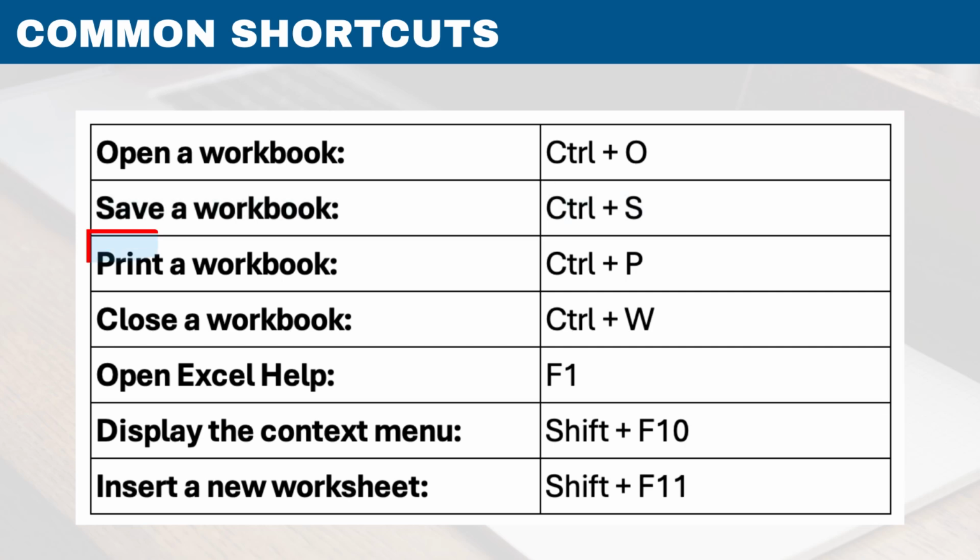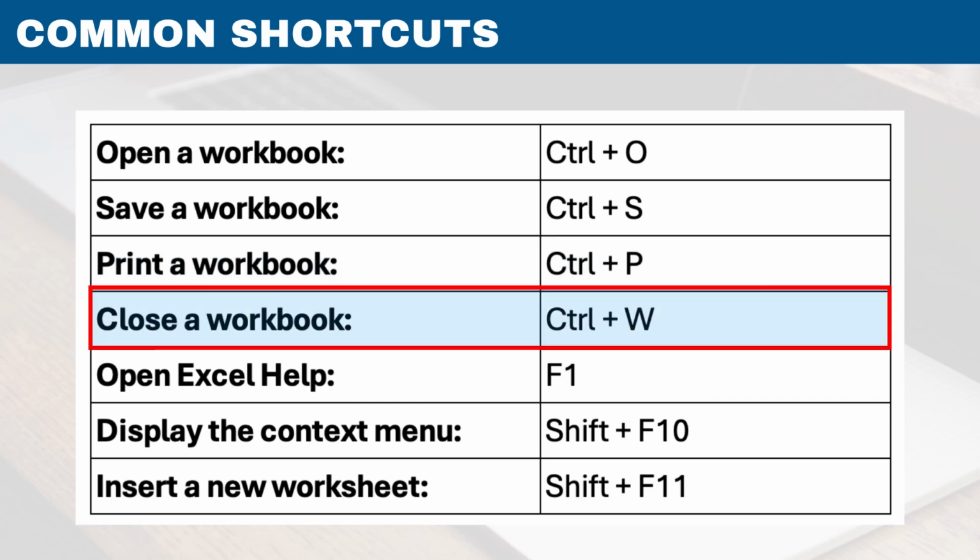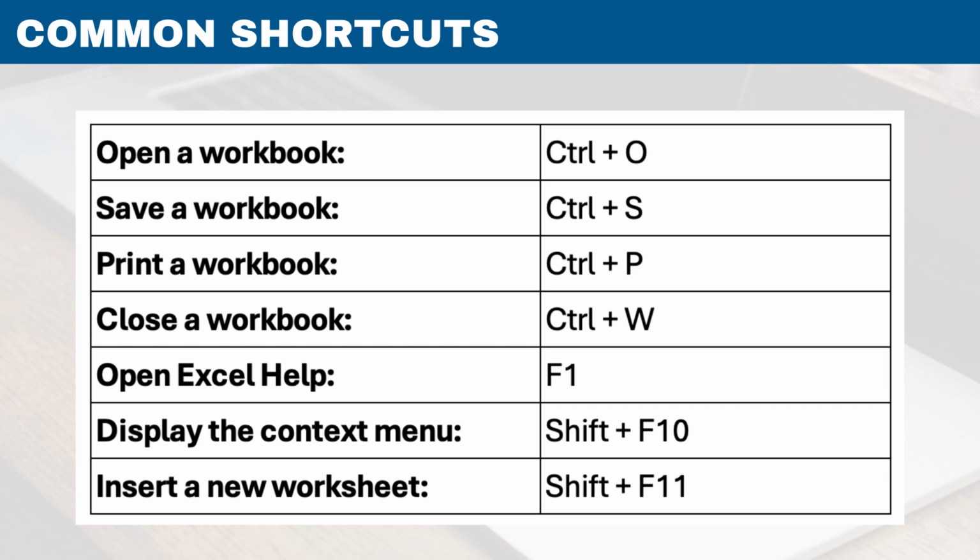To print a workbook, open or create an Excel workbook and press the Control and P keys simultaneously. The Print dialog box will appear. To close a workbook, open an Excel workbook and press the Control and W keys simultaneously. The current workbook will be closed.